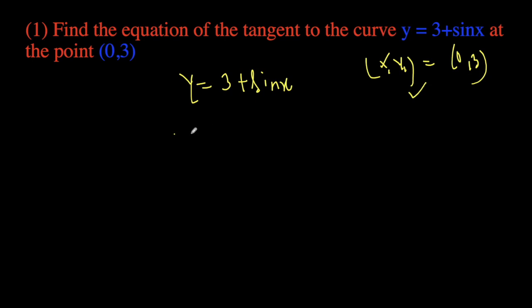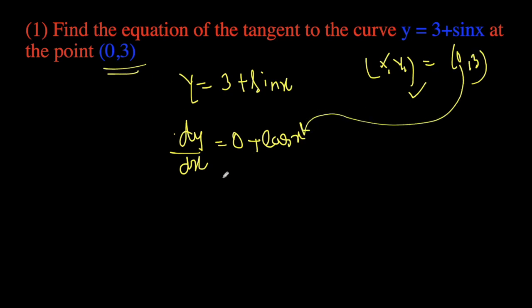I can find the slope, which is dy by dx, which is equal to 0 plus cos x. Remember we are finding the tangent at this point, so you can replace x here by 0. If you replace x by 0 in dy by dx, you will get the slope 1, because cos 0 is 1. So now you also know the slope.